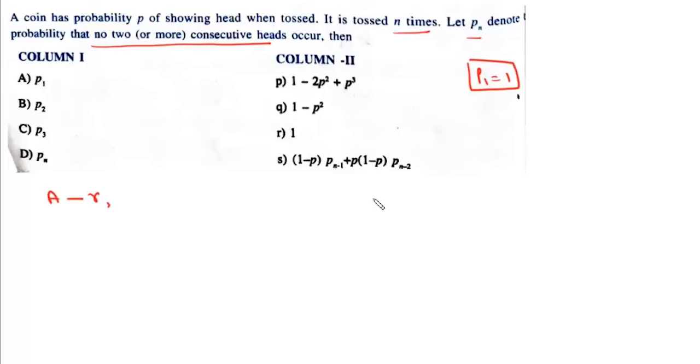Now if we consider P2, in P2 we have two coins tossed. Now we need to find the probability that no two or more consecutive heads occur. Now what we'll do is, in order to find P2, we'll subtract from 1 the case when both of them are heads. Now probability of getting a heads, it is p. So it will be this p into p. So this P2 will be 1 minus p square. So this B, it matches with Q. Now before this third one, we'll take this fourth case when we have Pn. That is, we have tossed n coins. Now suppose we have tossed these n coins.